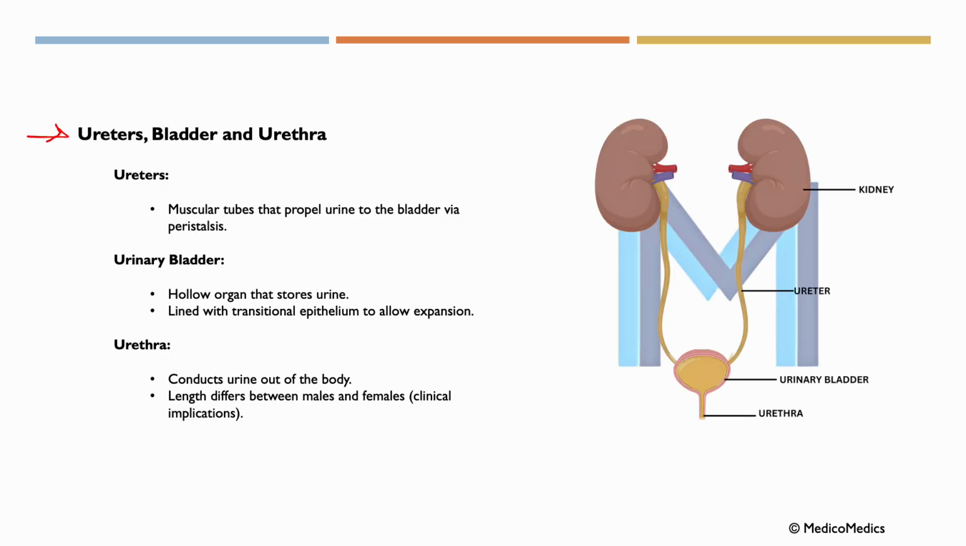Now, briefly on some other structures again. We had the ureter, the bladder, and the urethra. So the ureters are muscular tubes that propel urine to the bladder via peristalsis. Do you remember what peristalsis was when we talked about the gastrointestinal tract? How the esophagus receiving a bolus via its muscles on the side, contracting, producing peristalsis, moving this bolus along.